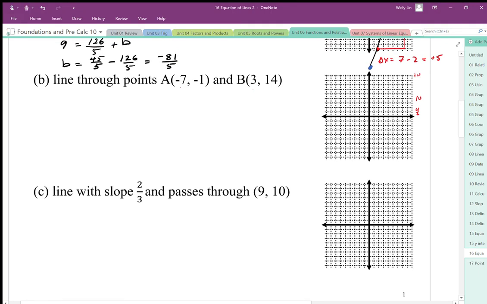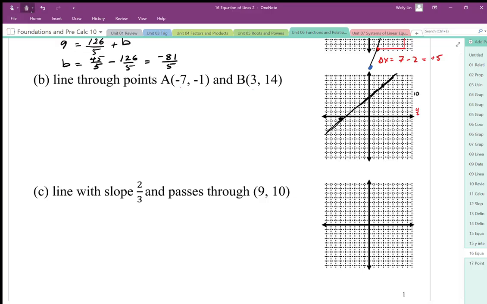Okay, so plugging these points in, so -7, -1 is maybe right about there. +3 and 14, it's right about there. Okay, so 2, 4, 6, 8, 10, 12. Oh, looks like I missed one here. So 14, right about there. Okay, looks like that's going to be 2, 4, 6, 8, 10. Looks like 10 is right about there. So there's my graph. Okay, I got my line through those 2 points.